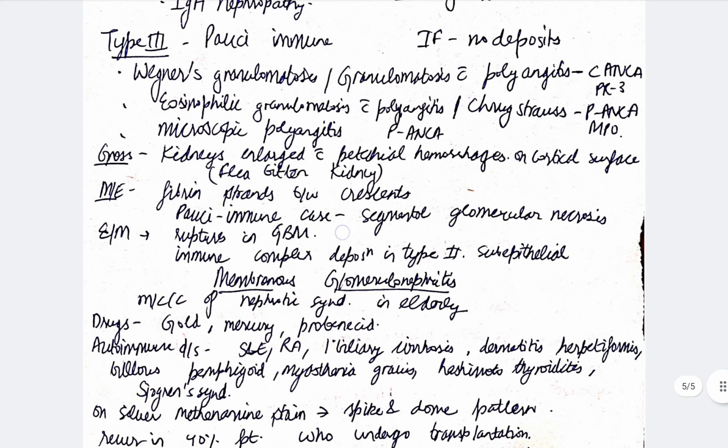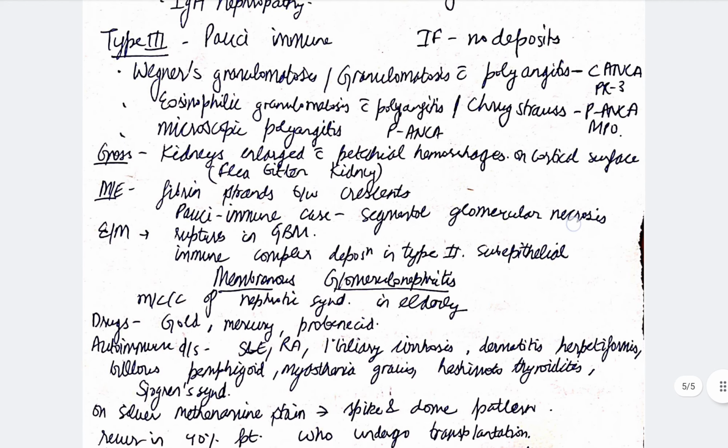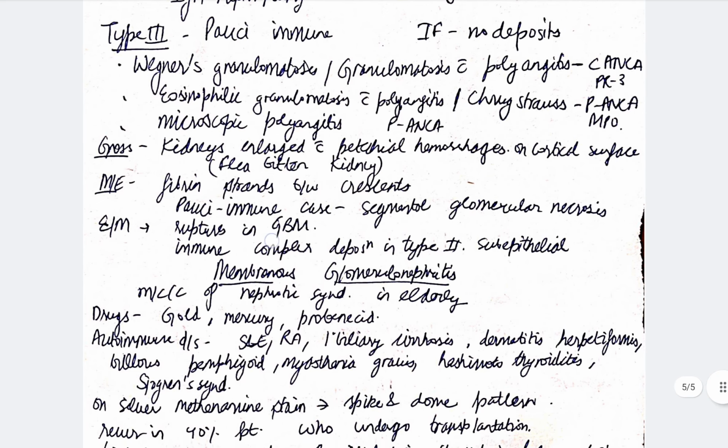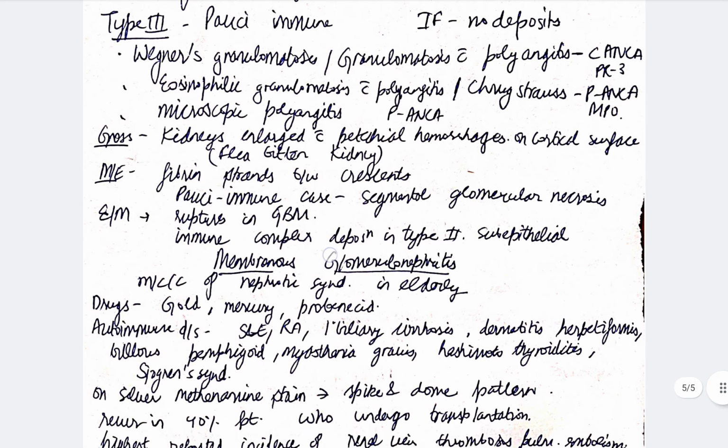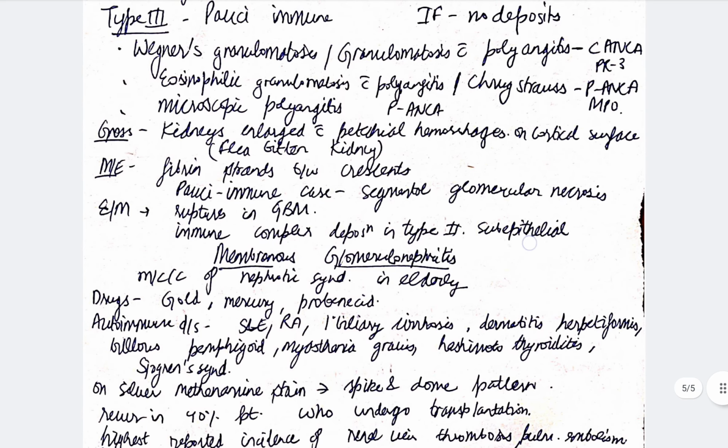In the pauci-immune case, there will be necrosis, segmental glomerular necrosis. And on electron microscopy, ruptures in the GBM, and immune complex deposition in type 2, subepithelial immune complexes. In PSGN also subepithelial deposits were there, and in rapidly progressive GN also we have subepithelial deposits.